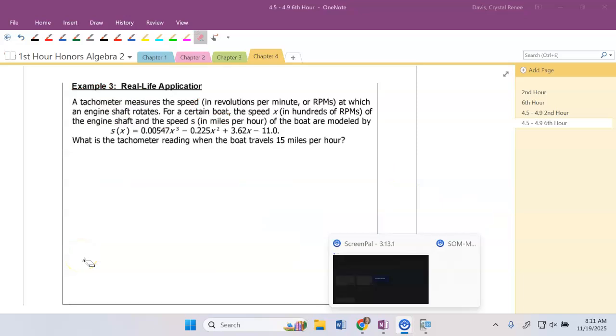All right, so let's look at example 3 now. It says a tachometer, I hope I'm saying that right, measures the speed in revolutions per minute at which an engine shaft rotates. For a certain boat, the speed, which is x, is in hundreds of RPMs of the engine shaft, and the speed s in miles per hour of the boat are modeled by here. So we have 2 different speeds, which I don't understand engines, so that's a little confusing, but we can get over that. What is the tachometer reading when the boat travels 15 miles per hour?